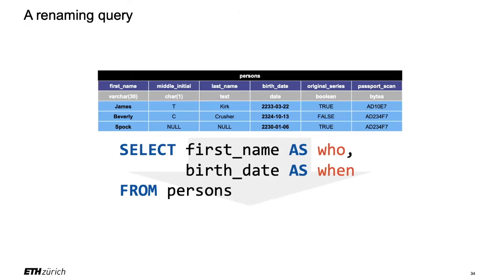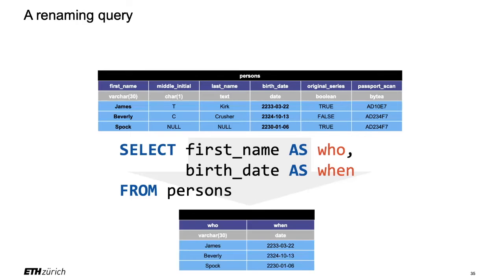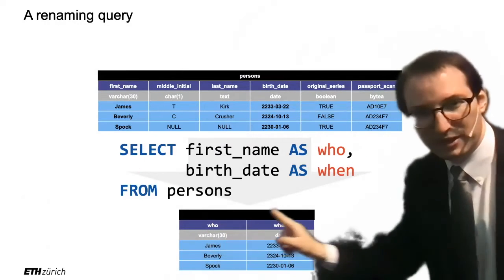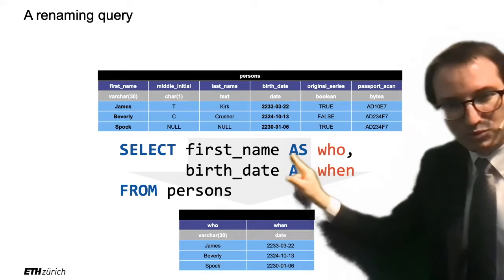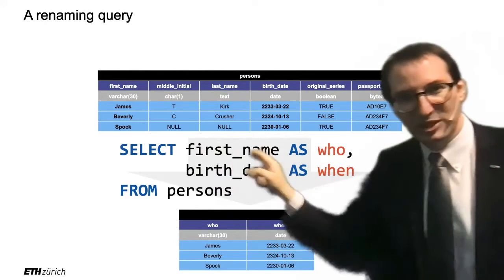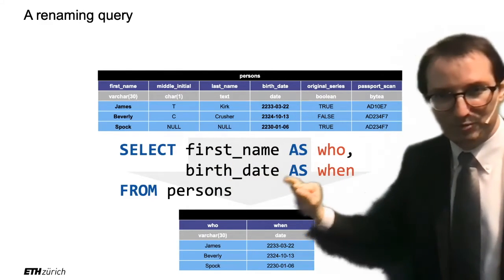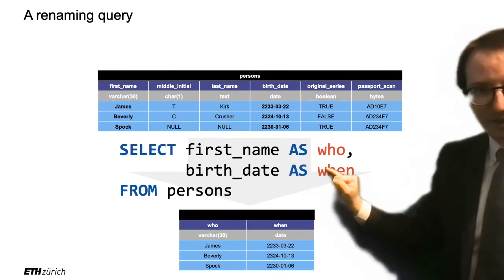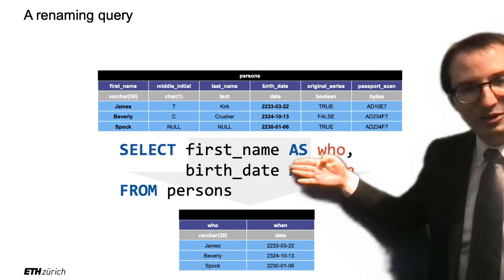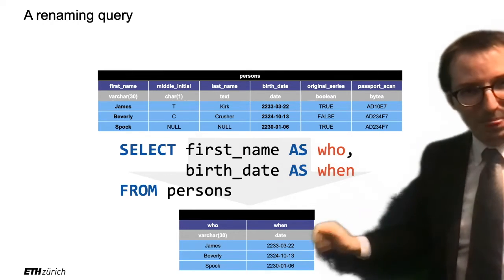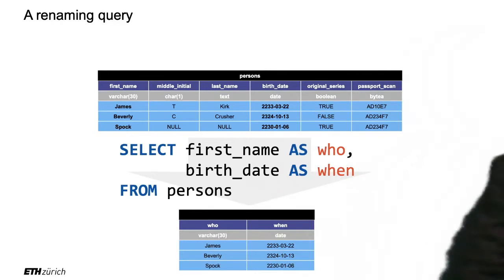This is how you do it. You use as. So select first name and birth date, the two, but then you add as who and as when. So here we are renaming first name to who and birth date to when, and this is what we get. So you see, now the attributes are different, and this is thanks to that keyword as. On the left, you have the original attribute name, first name and birth date, and here you have the renaming. Of course, you could decide to only rename one column and not the other, right? But this is how you rename.